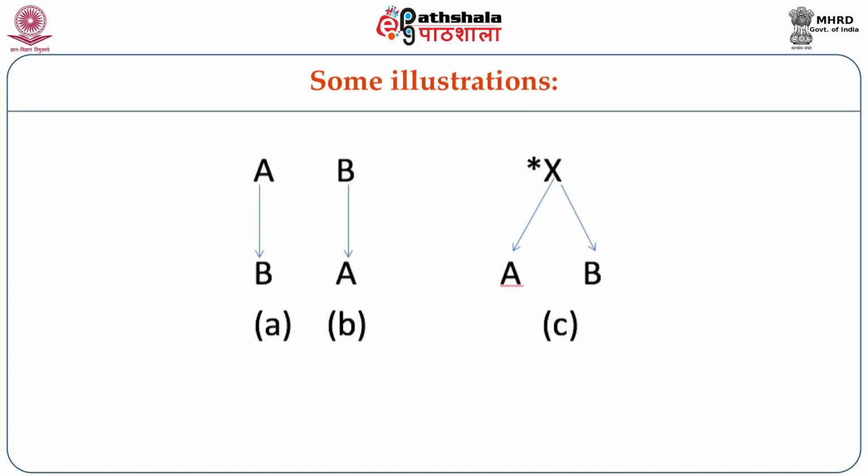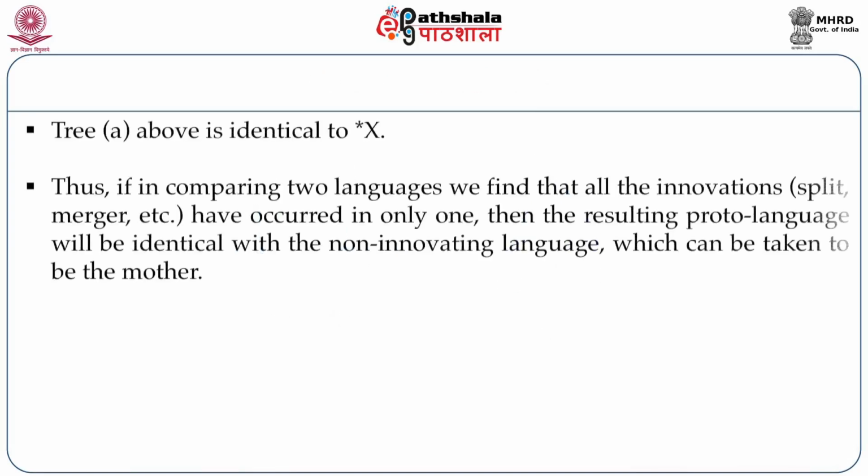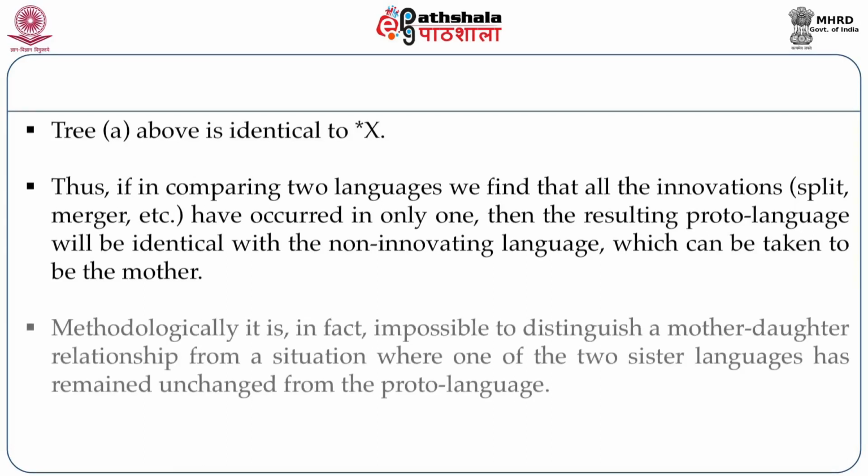So tree A above is identical with X. Thus, if in comparing two languages, we find that all the innovations, splits, mergers, etc., have occurred in only one, then the resulting proto-language will be identical with the non-innovating language, which can be taken to be the mother. Methodologically, it is in fact impossible to distinguish a mother-daughter relationship from a situation where one of the two sister languages has remained unchanged from the proto-language.